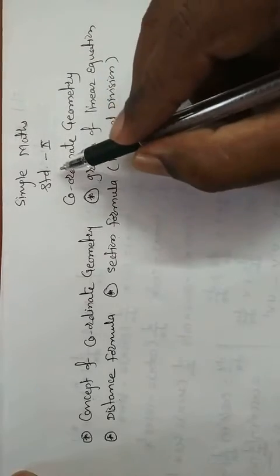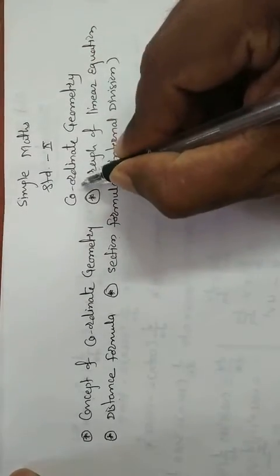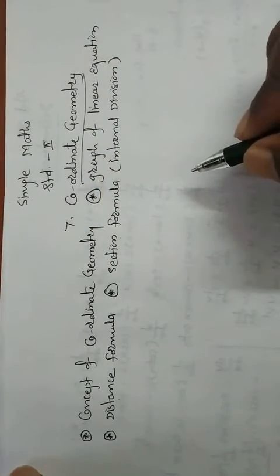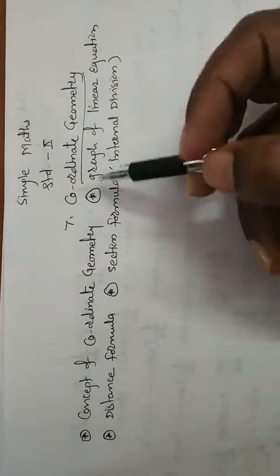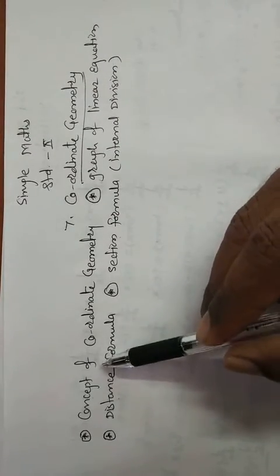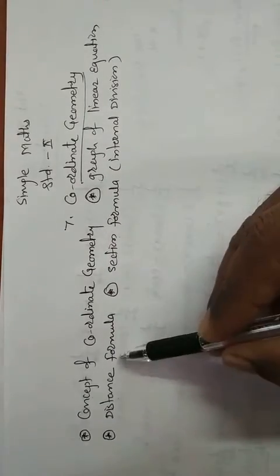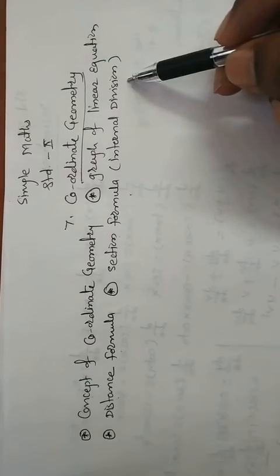Today we are discussing standard 10th coordinate geometry, that is chapter number 7 for the standard 10th CBSE books. In this chapter we have only 4 topics to discuss. First is what? Concept of coordinate geometry, graph of linear equation, distance formula, section formula. Section formula has only internal division.